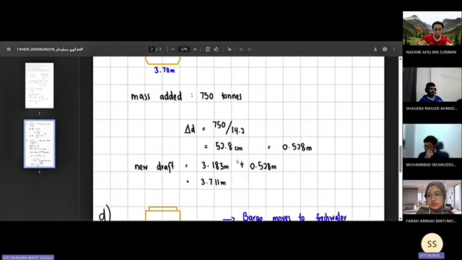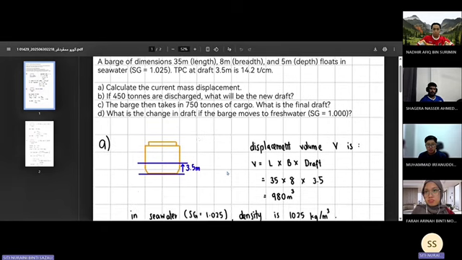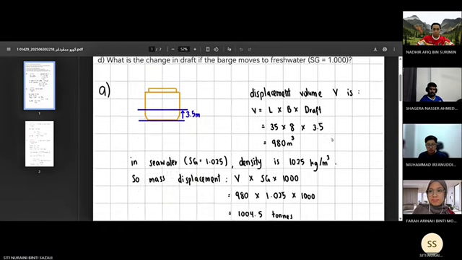So we need to add the new draft. So 3.183 meter plus 0.528 meter, we will get 3.711 meter for the new draft. And for question D, what is the change in draft if the barge moves to fresh water?